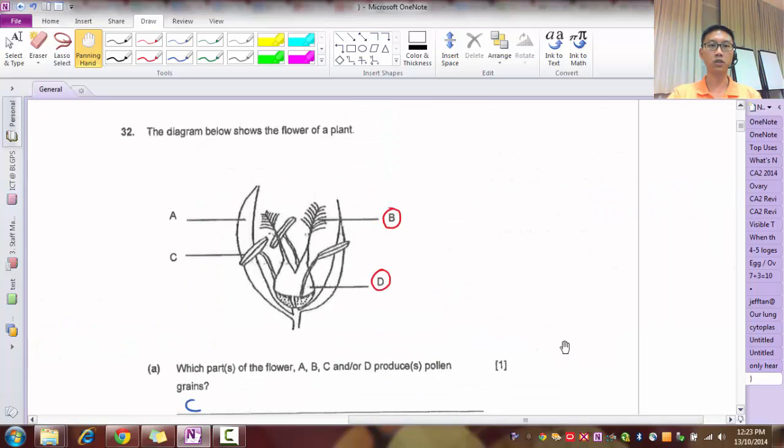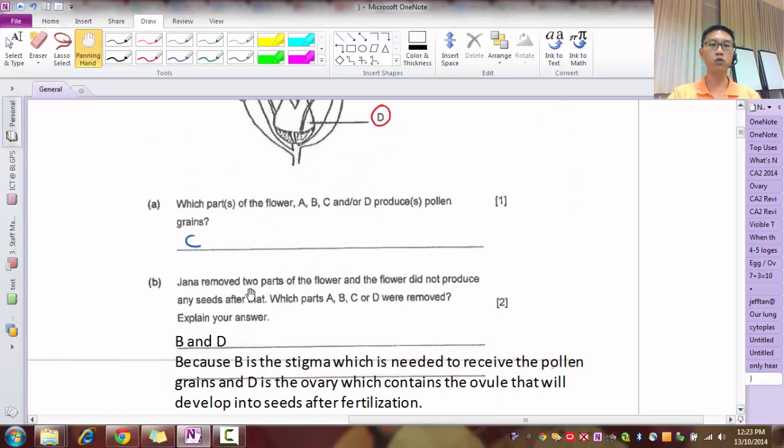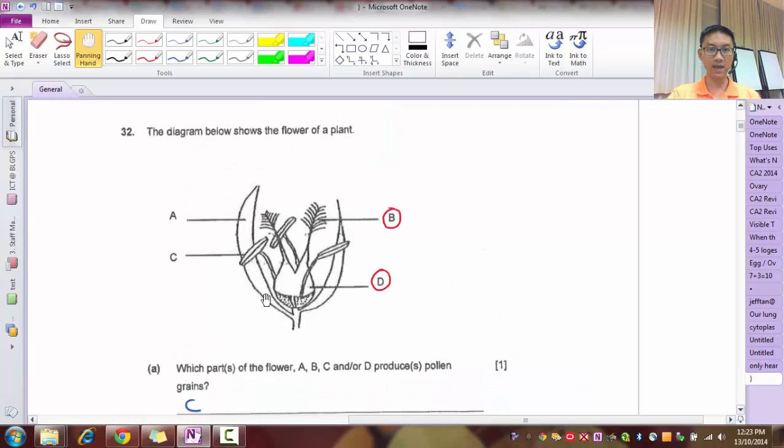Let's look at question 32. Which part of the flower produces pollen grains? C is the anther, so that's the one that produces pollen grains. She removed two parts of the flower, and the flower did not produce any seeds after that. Which parts were removed? If you look carefully, A is the petal. Remove the petal, it doesn't matter. Pollination and fertilization can still take place.